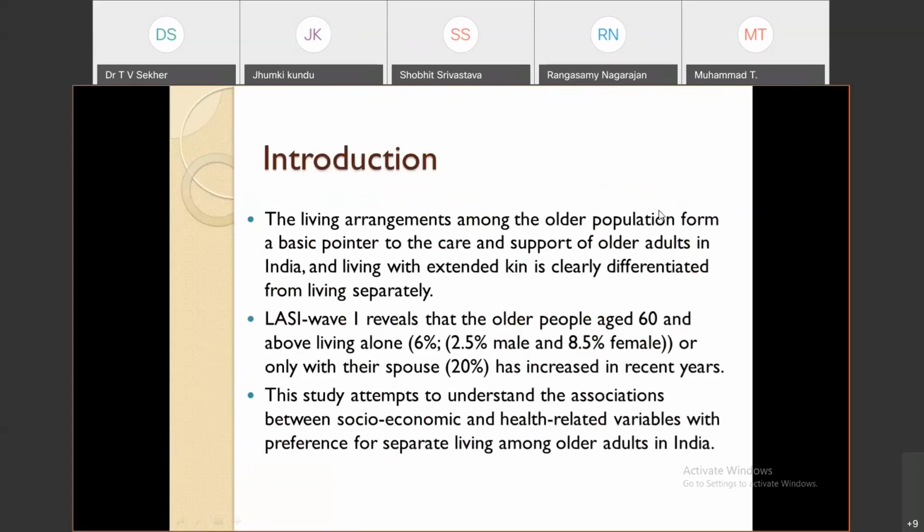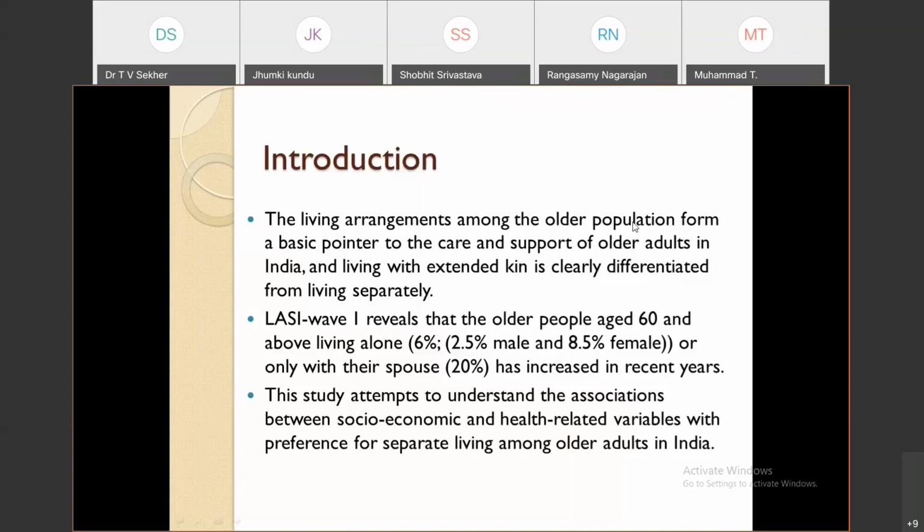aged 60 and above who are living alone make up 6% of the total 60 plus population, and there is a substantial gender difference in the proportion living alone, which includes 2.5% among men and 8.5% among older women. Living with spouse also shows a higher proportion, which is 20%, which has increased in recent years.